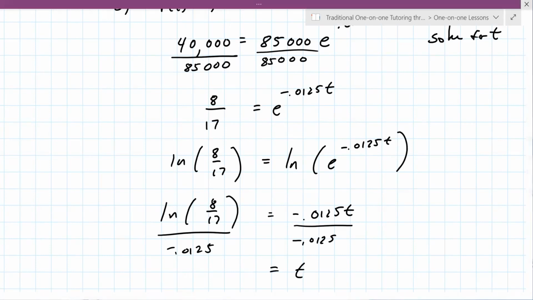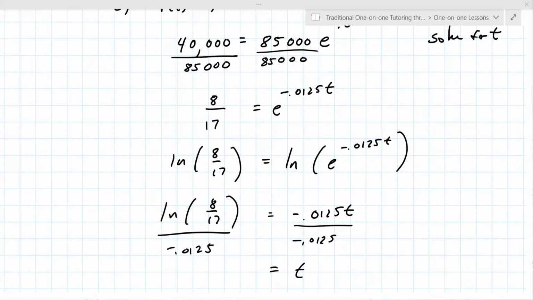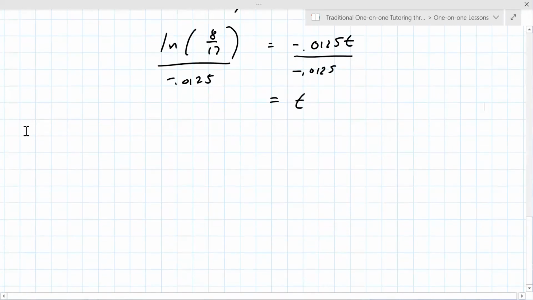Okay, got it. Number 4 is not a repeat, but it's a more direct thing, because you're just solving a logarithmic or an exponential equation in this case. Okay.